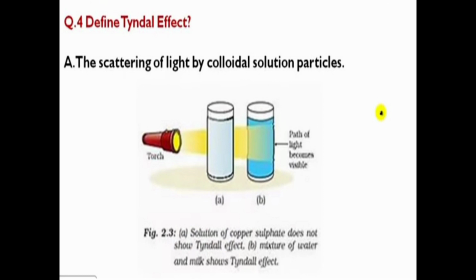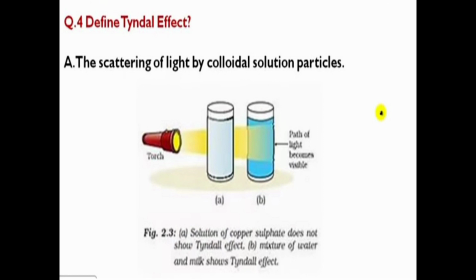Now, when a beam of light strikes such fine particles, the path of the beam becomes visible. Whenever the beam of light strikes any particles, such as particles of dust or tiny water droplets, at that time the path of the beam becomes visible. You might have seen that in a dark room with a hole, when sunlight enters through that hole, the path of the light is visible through the dust particles. That is the Tyndall effect.